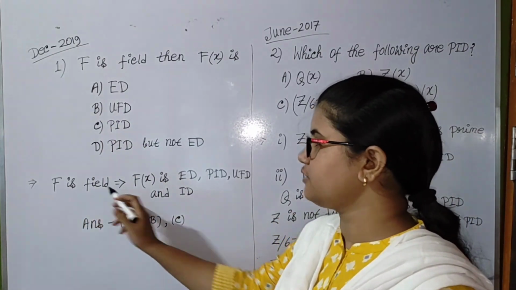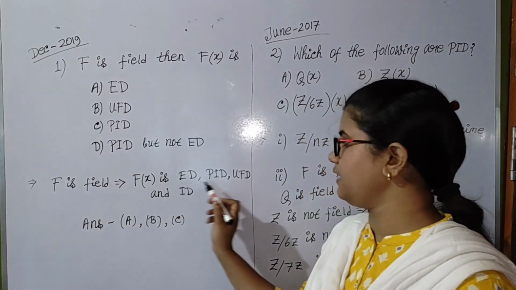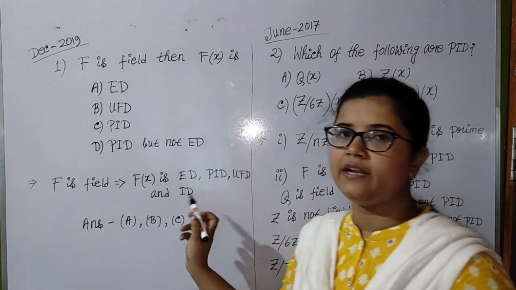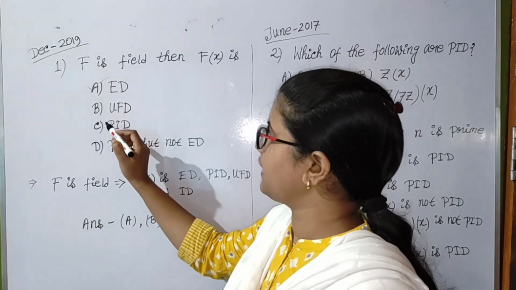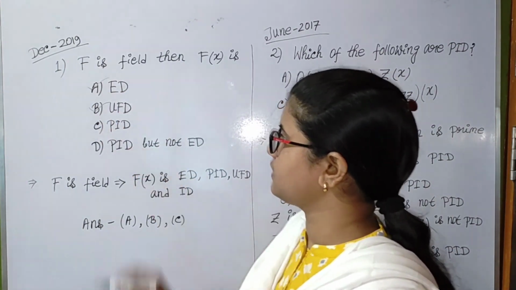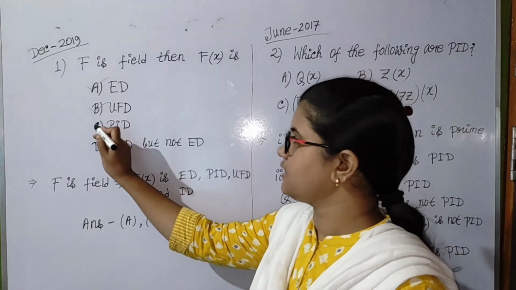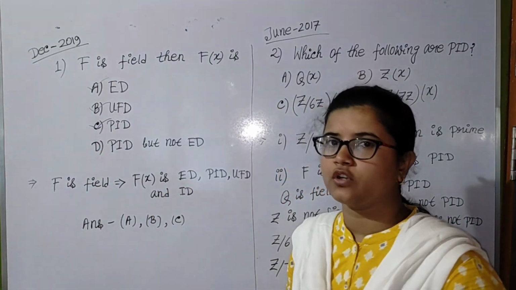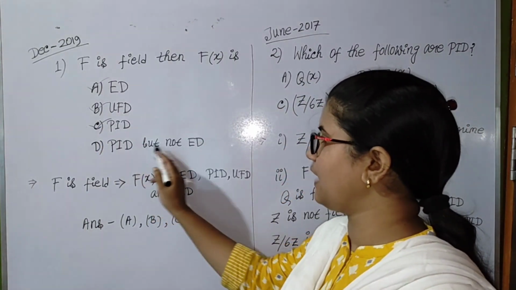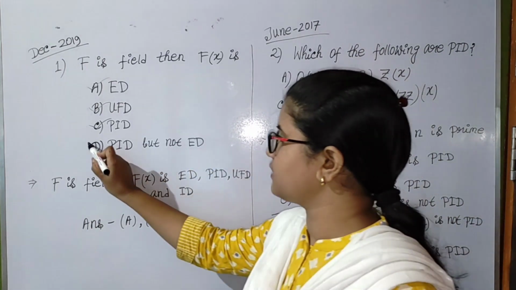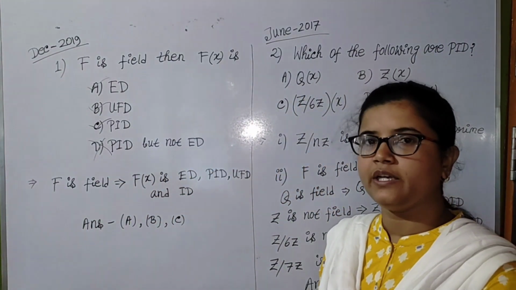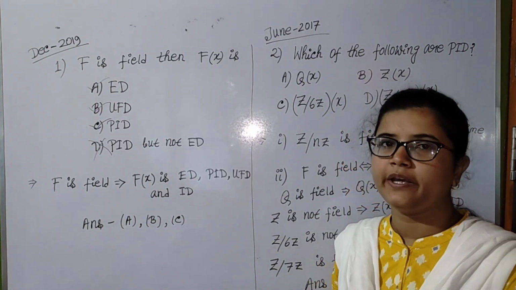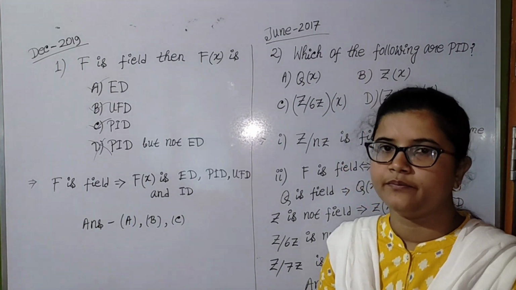We know that if F is a field, then F[x] is ED, PID, UFD and ID. So F[x] is ED, so option A is correct. UFD, option B, is correct. Option C, PID, is also correct. Option D, PID but not ED, is false, because if F is a field, then F[x] is ED. So the answer is A, B and C.